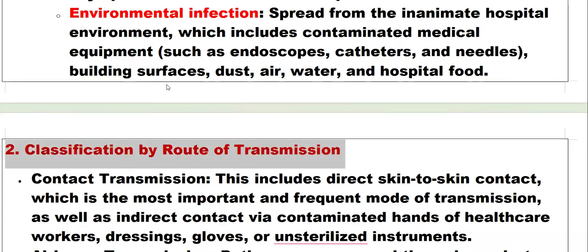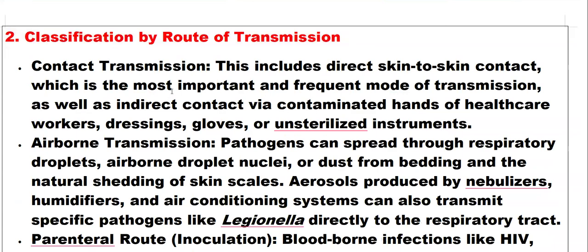Classification by route of transmission. Contact transmission. This includes direct skin-to-skin contact, which is the most important and frequent mode of transmission, as well as indirect contact via contaminated hands of healthcare workers, dressings, gloves, or unsterilized instruments.